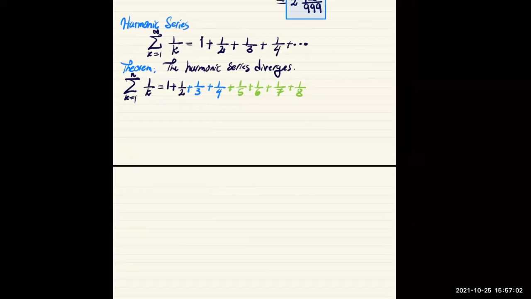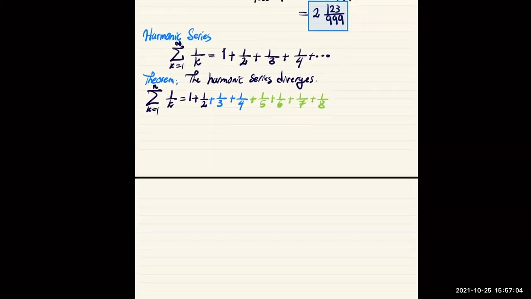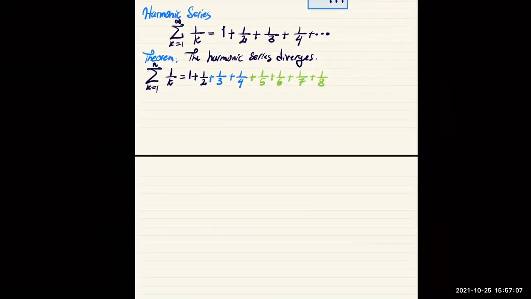Next group, I'll write it down in red. Okay, and this group is going to have, so I want you to notice a pattern. The blue group has 2 terms. The green group has 4 terms. Can anybody just guess for me how many terms in the next group? Just guess. 8. Wow, what a good guess. Yeah, 8. So we'll go with 1/9 plus 1/10.